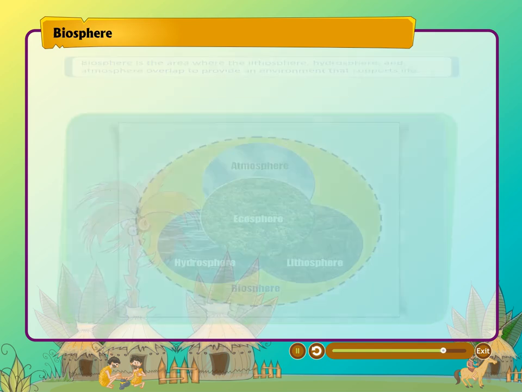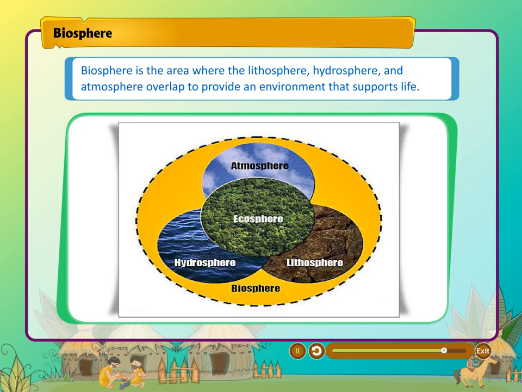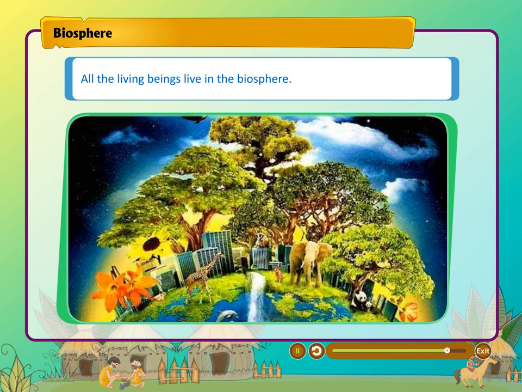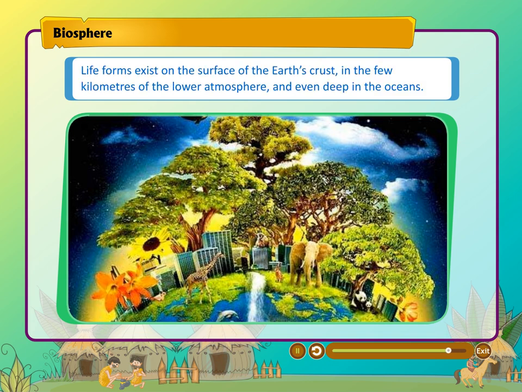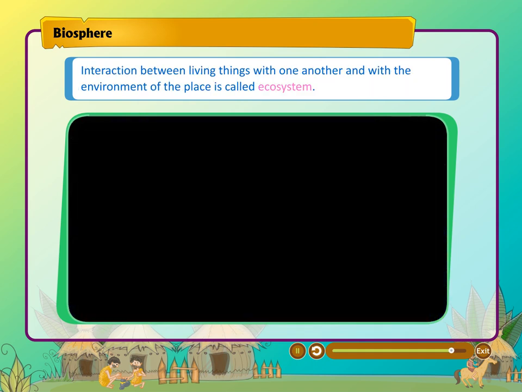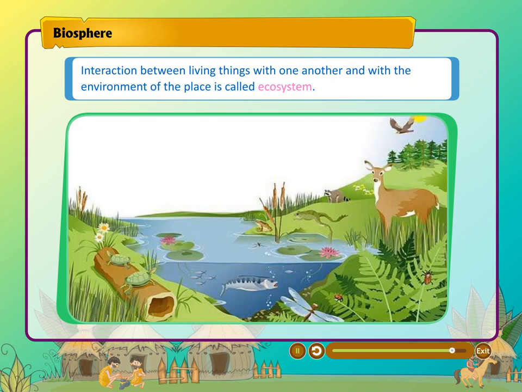Biosphere. Biosphere is the area where the lithosphere, hydrosphere, and atmosphere overlap to provide an environment that supports life. All the living beings live in the biosphere. Life forms exist on the surface of the Earth's crust, in the few kilometers of the lower atmosphere, and even deep in the oceans.